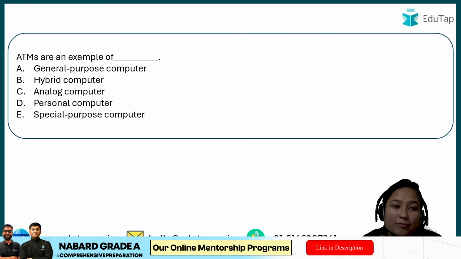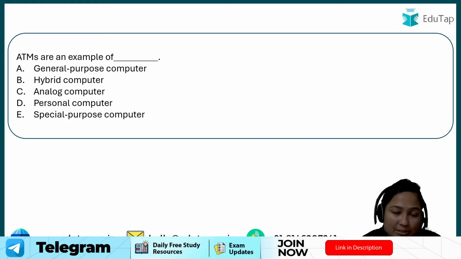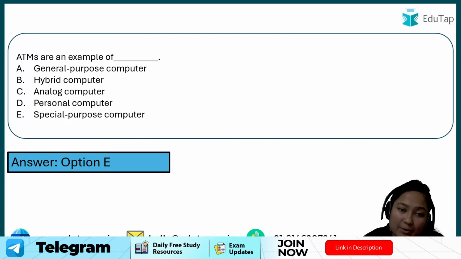ATMs are an example of a general purpose computer, hybrid computer, analog computer, personal computer or special purpose computer? One thing you will have to understand with the ATM is that we can do only one task. So this type of computer is a special purpose computer.